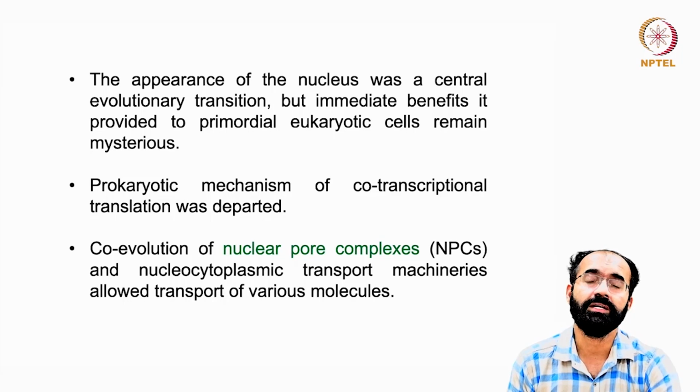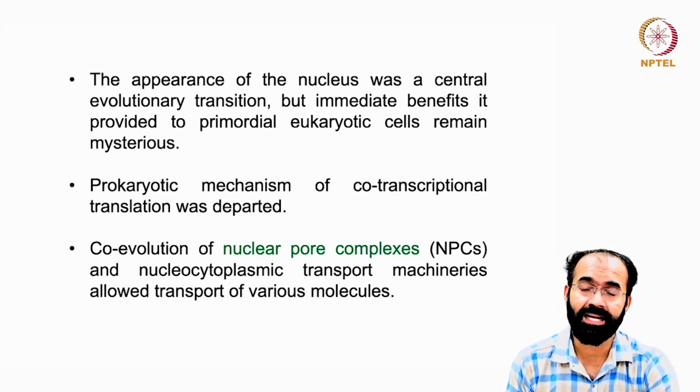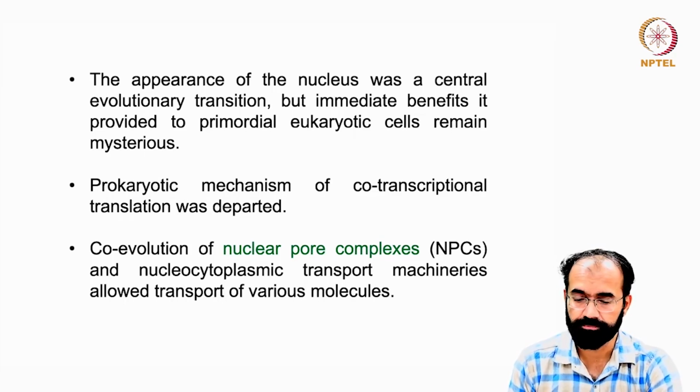For a prokaryote, having a nucleus or having some of this related structure was cumbersome and counterproductive. Whereas for a eukaryote, having a nucleus and having associated structure was beneficial, and it was selected and it was proceeding further.